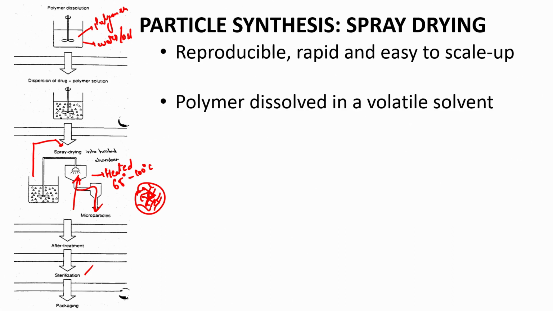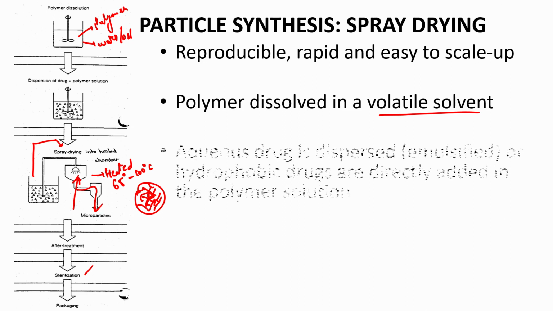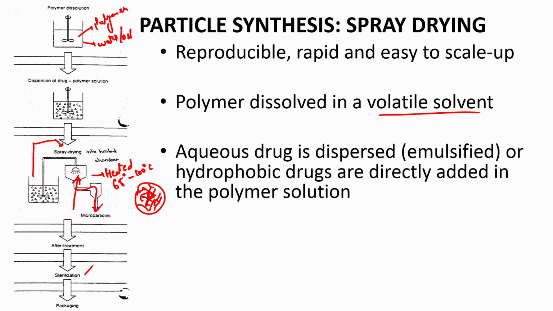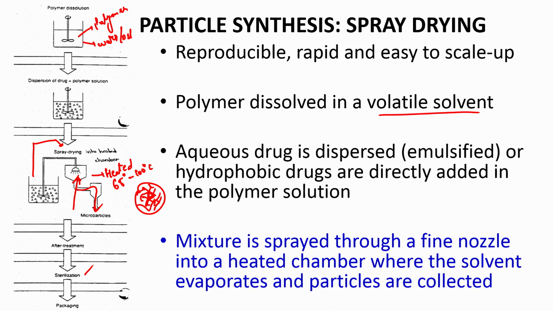As I said, the polymer is typically dissolved in a volatile solvent, and then the drug that you are trying to encapsulate is dispersed and emulsified. It could be a hydrophobic drug, or a hydrophilic drug which can be directly solubilized in those oil based solvents, and then the mixture is sprayed through a fine nozzle into the heated chamber where the solvent evaporates and the particles are collected. Of course if I want to make smaller particles, I would need to ensure that this nozzle is actually very fine. Essentially the size of the droplets that are being formed in this chamber will be directly proportional to the size of the particles that you will get.